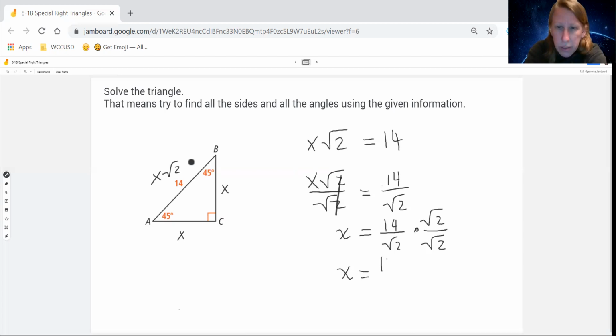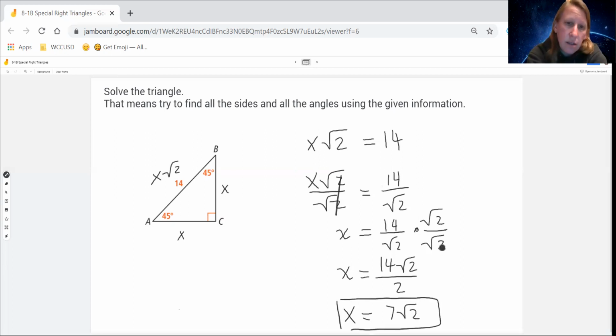Then you write it this way. Multiply fractions straight across. 14 times the square root of 2 is 14 times the square root of 2. Square root of 2 times square root of 2 is square root of 4, which is 2. The best answer for this problem, it looks ugly, but it's 7 square root 2.